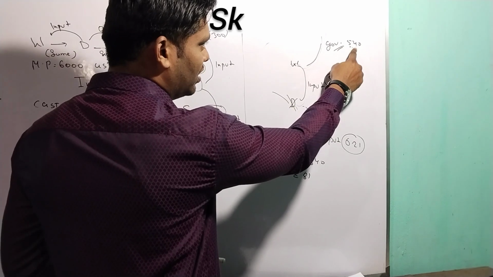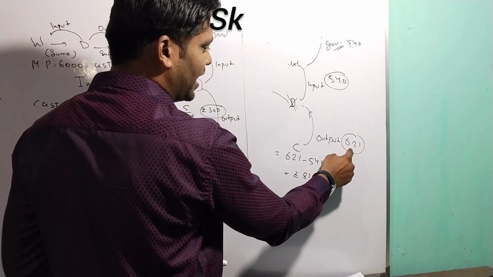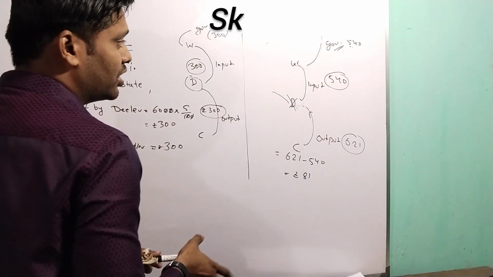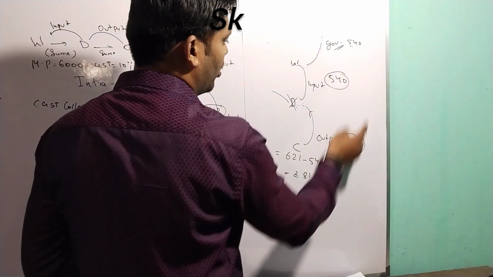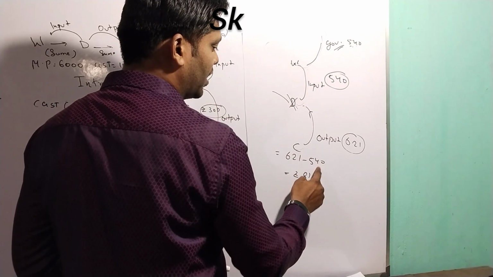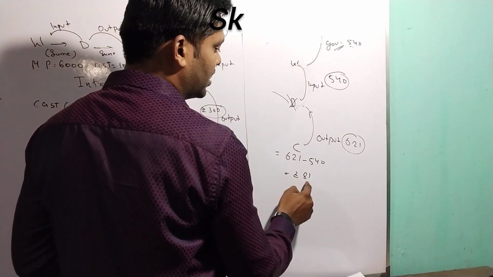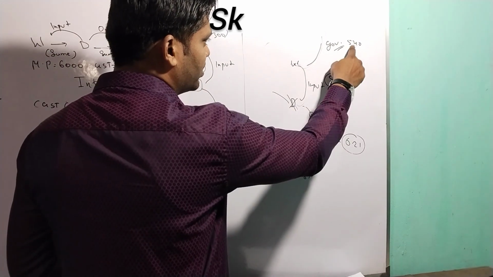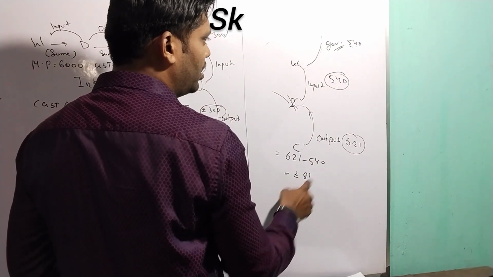But the government has only this one, and he has this tax which he should give to the government, but he already has 540. So how much extra should he give? Extra is how much? 621 is already paid, so this extra amount is what he has to pay to the government. Already 540 is with the government, so an extra 81 he has to pay to the government.